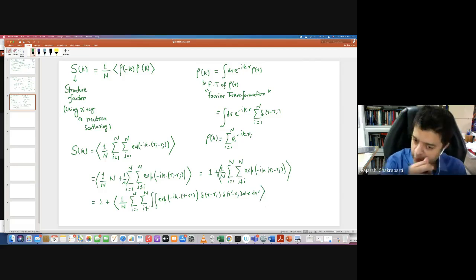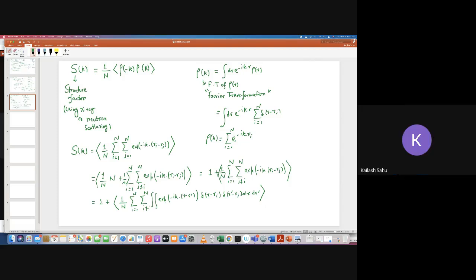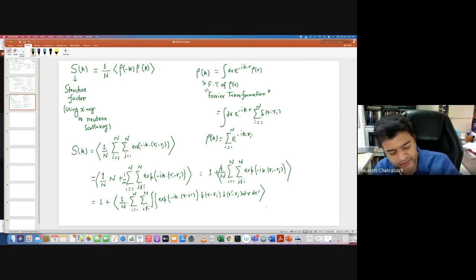Are you following, all of you? Exactly the same thing I did in the previous slide. Because the integration is over r and r prime: whenever I integrate over r, that should be replaced by ri, and whenever I integrate over r prime, it should be replaced by rj. So it will become ri minus rj. This is exactly what you started with, isn't it?